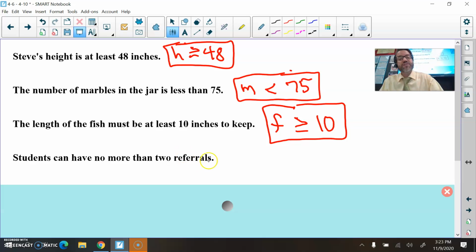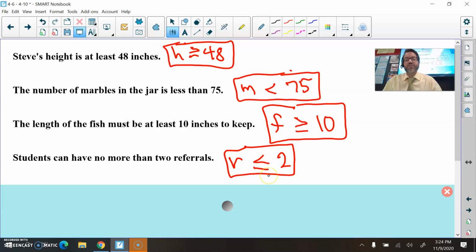All right? So let's call the number of referrals R. R for referrals. You must have fewer than, so that's the less than, or equal to 2 referrals. So the number of referrals that you have must be less than or equal to 2. Are you getting the hang of this?